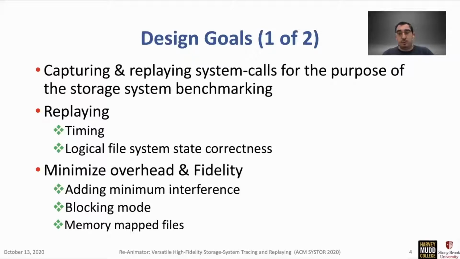Re-Animator can capture and replay 70 system calls which are related to file system and storage. Re-Animator also comes with a replayer. In the replayer, we focus mainly on preserving before-after timing relations and logical file system state correctness. Our other primary design goals are minimizing overhead and fidelity. Even though we capture system call buffers and collect hundreds of gigs, the Re-Animator overhead can be as low as 5%. But there is a balance problem here. Modern system call capturing tools prioritize adding less overhead over fidelity. That's why we implemented the blocking mode option.